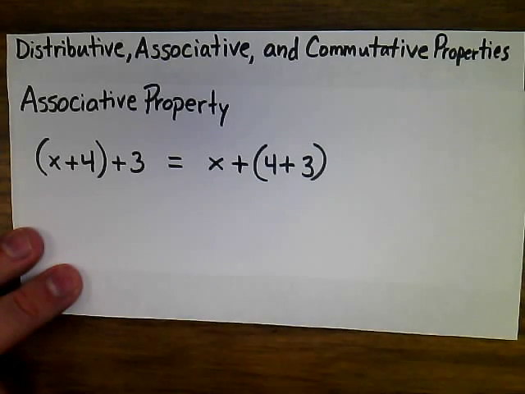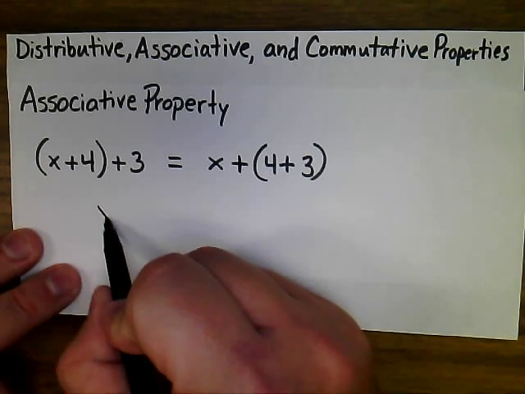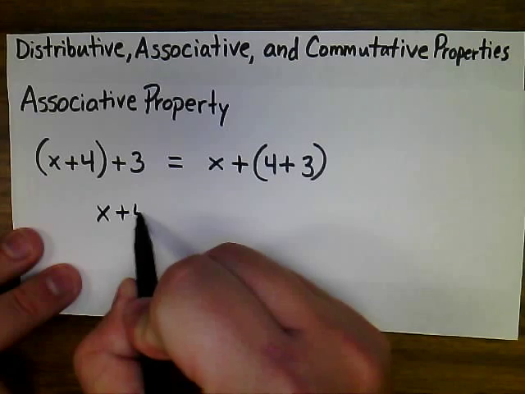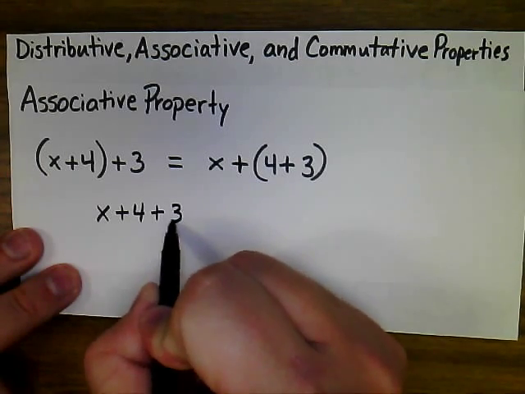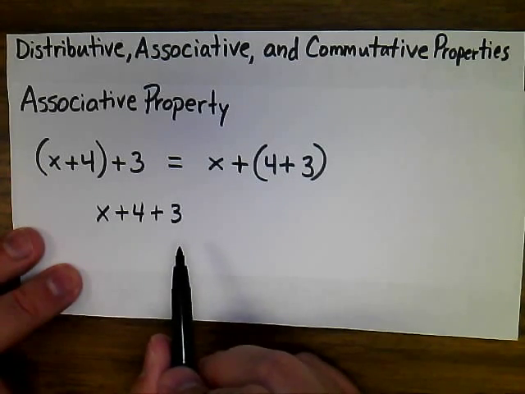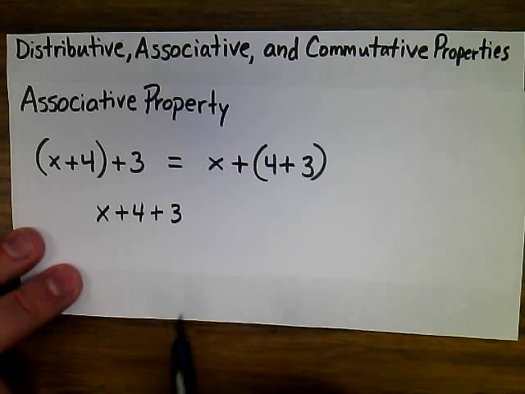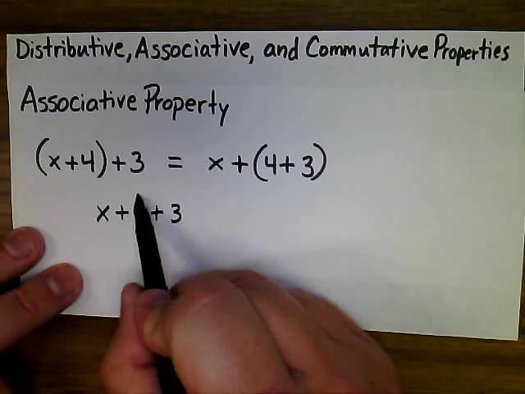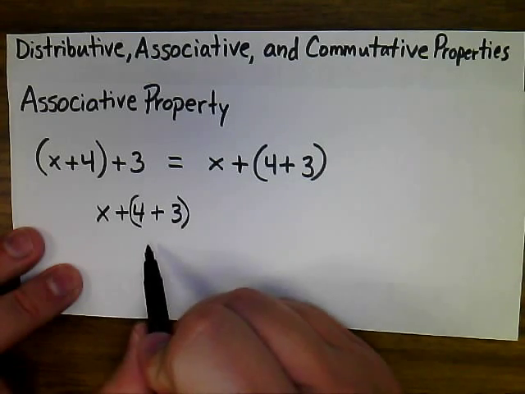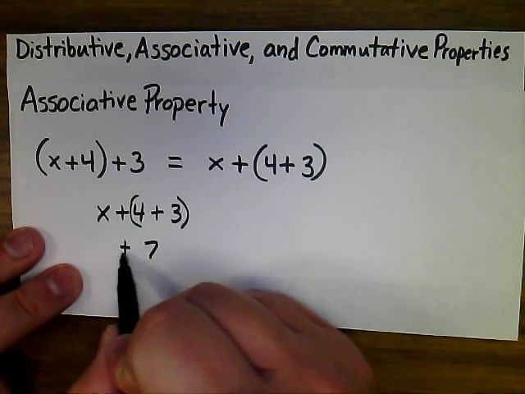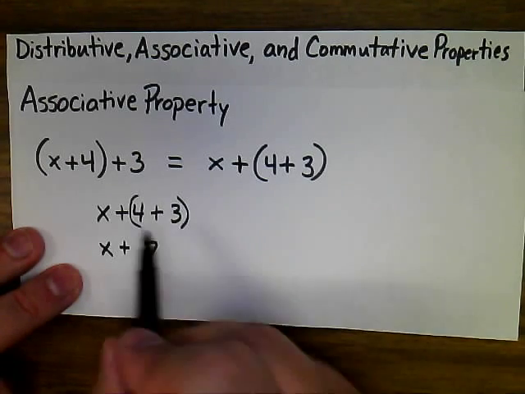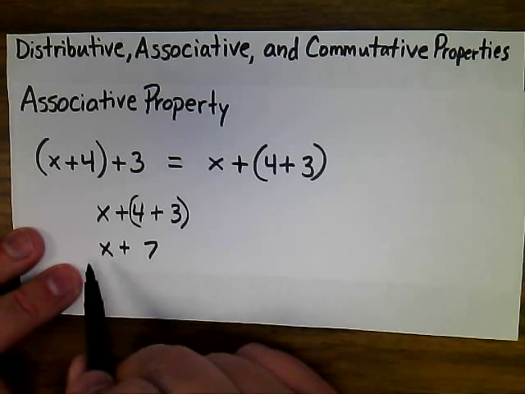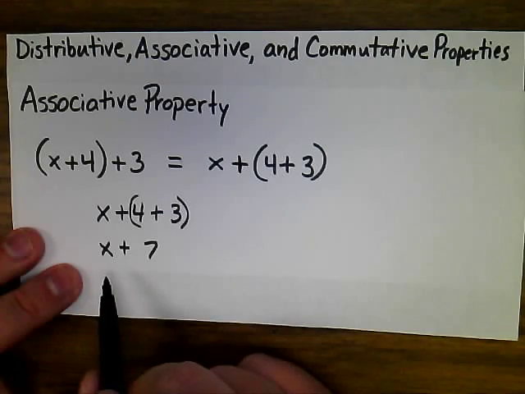You can see that under normal circumstances, if your expression was x plus 4 plus 3, you would go from left to right following the standard order of operations. But the associative property gives you the opportunity to choose to add those constants together and simplify your expression as x plus 7. That way this part is complete and there's only one step once you have the value of the x.